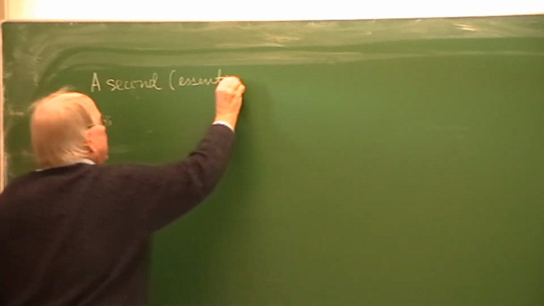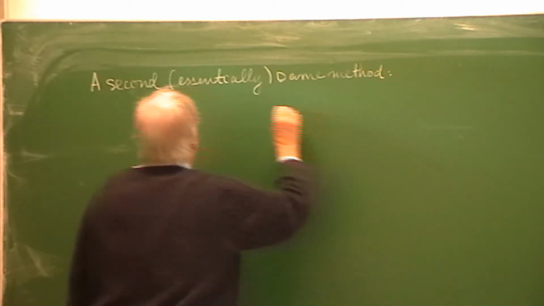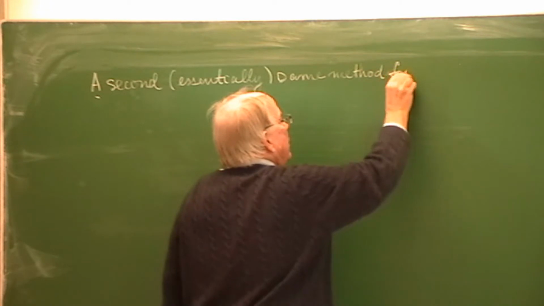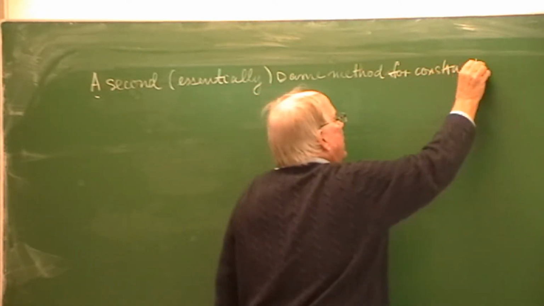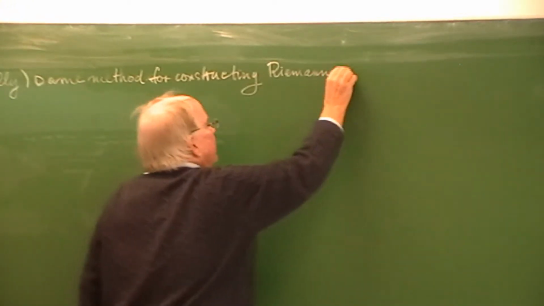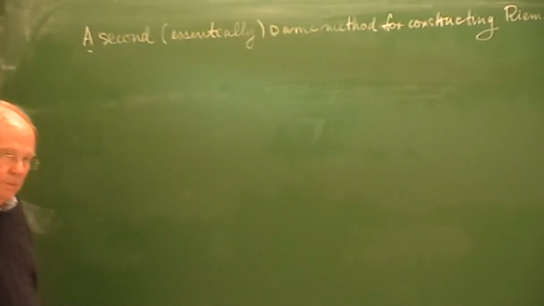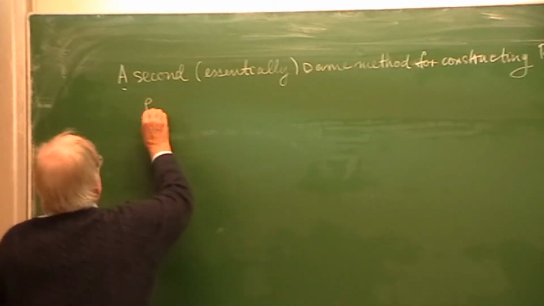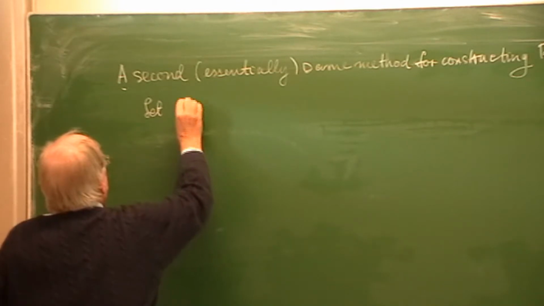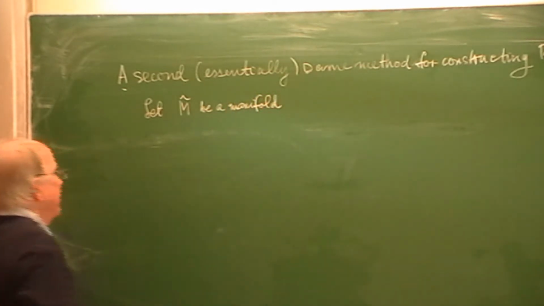So, a second method, but essentially the same method, for constructing a Riemannian metric. Okay. And let me call this M tilde a manifold. Of course, when I say that, I mean a smooth manifold.